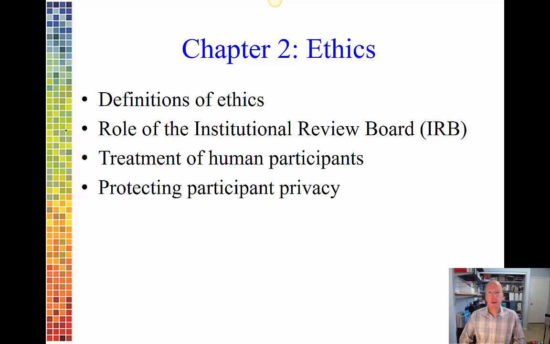We'll discuss the Institutional Review Board, or the IRB, and that's the committee on campus that would approve all research studies that involve human participants. We'll talk about the treatment of human participants and the Belmont Report that guides or governs how researchers treat human participants, and we'll talk about ways to protect participant privacy.